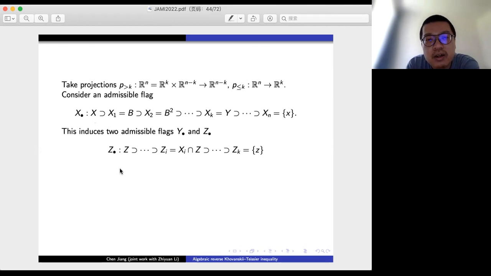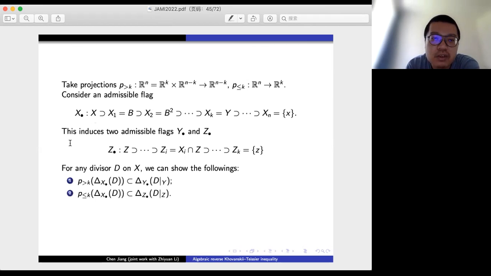Then the claim is the following. If we project the Okounkov body of X to the last n minus k coordinates, then it's just contained in the Okounkov body of Y, of D restricted to Y, with this flag. And if we project the Okounkov body to the first k coordinates, then it's contained in the Okounkov body of Z, of D restricted to Z.